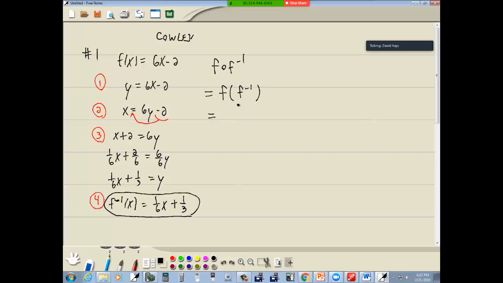Which, remember, evaluating the function, we got f of something, we're going to go to our f of x, and everywhere I have an x, I'll put in a set of parentheses. Now whatever is inside these parentheses is automatically put in here. So you put the inverse in there. Well, the inverse was equal to 1/6 x plus 1/3. So then 6 times 1/6 is 1, so that's 1x or x. 6 times 1/3 is 6/3 or 2. 2 minus 2 will drop away, and that gives us x. And that's what it should give us.